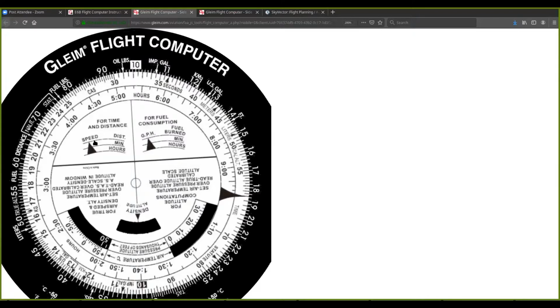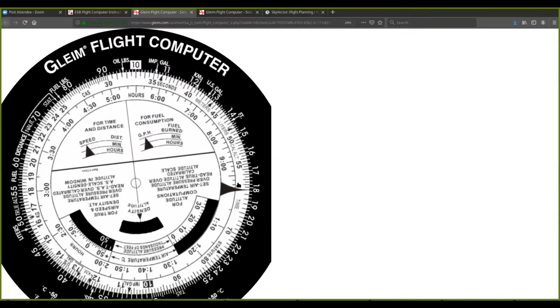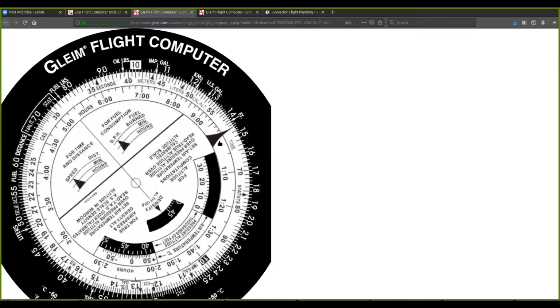146. Our distance is 9 miles. That's going to happen very quickly. So 146 is going to be above this arrow. I'm going to go 146. Does everyone see that? Okay. And then distance is on the outer ring, and then time is on the inner.